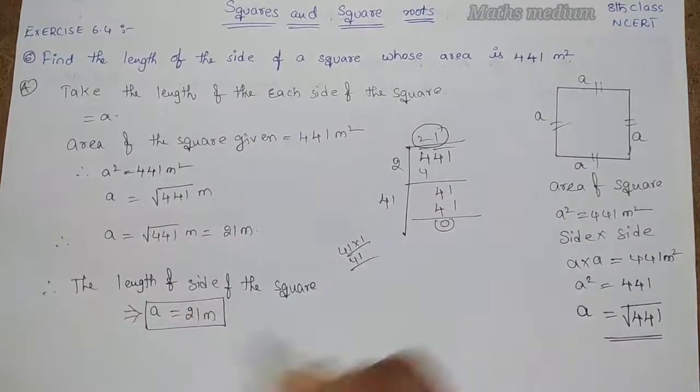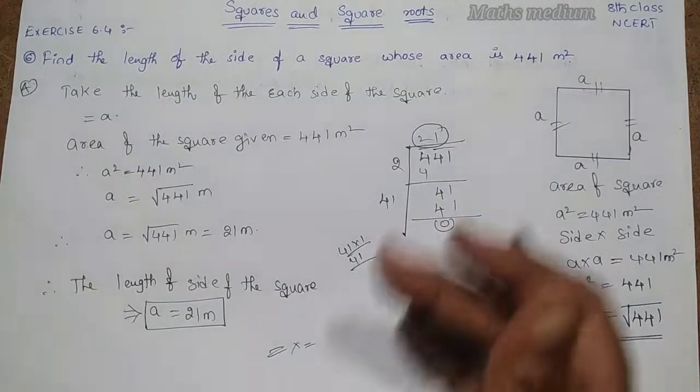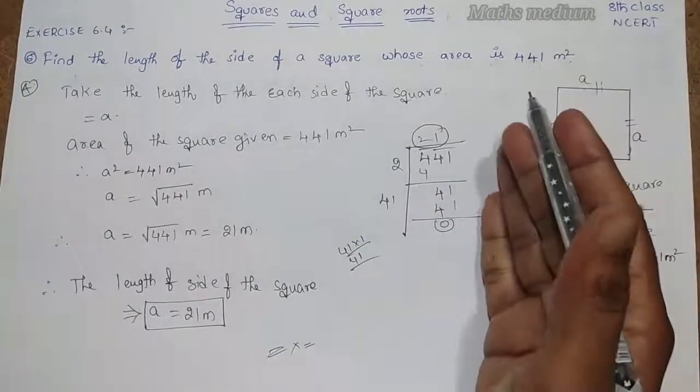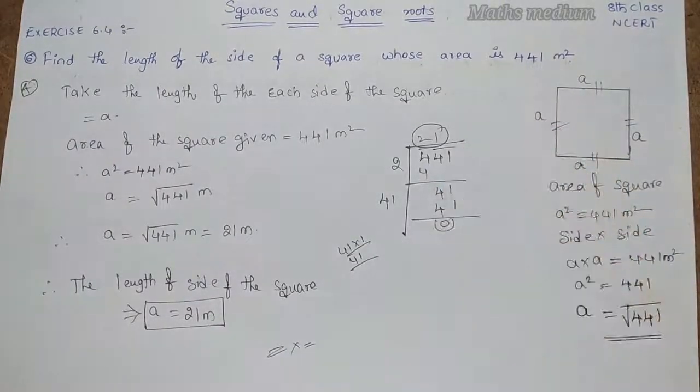So this is about the given question, and this is about the divisible square root finding method for the given one. I hope you understand about this session.